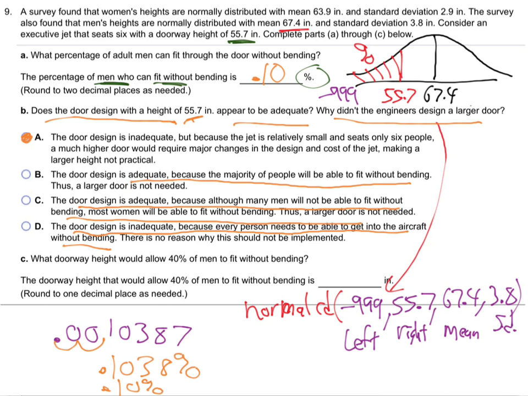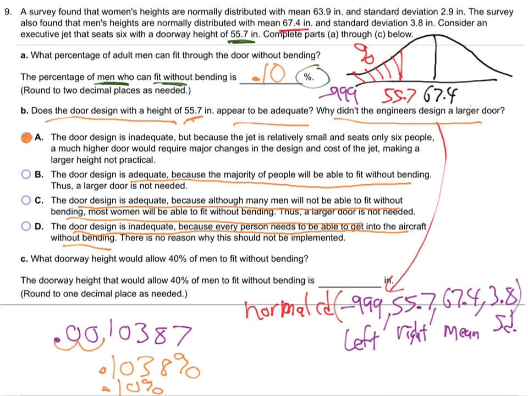So for this C part, we do, yeah, what's part C? Inverse norm? Yeah, right. Good job. Because they're giving me the percentage. So it's inverse norm. 40, then the males. 40% of men to fit without bending. Is that 40% left? Because whenever you go to inverse norm, you have to use left. Is that 40% the smallest 40% of men?